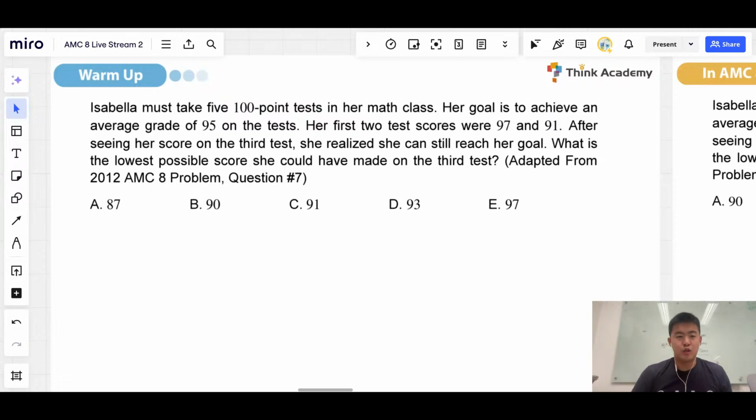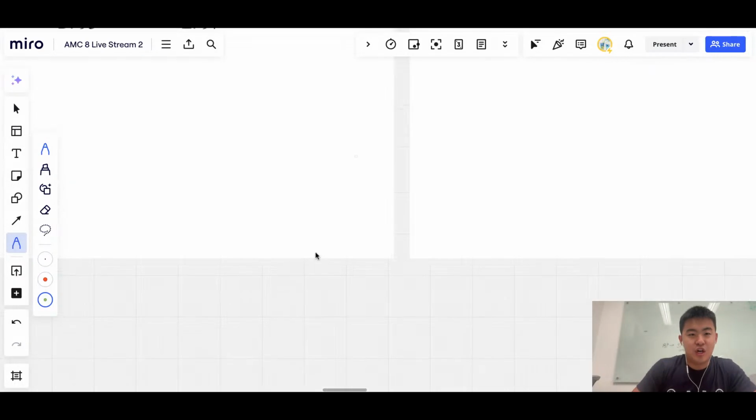Okay, good. So for the first problem today, we're going to talk about the counting, statistics and probability module of the AMC exam. So let's take a look at the first problem, okay? So Isabella must take 5 100-point tests in her math class. Her goal is to achieve an average of 95.